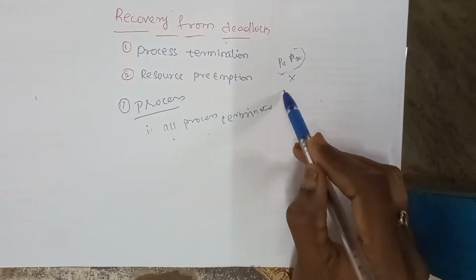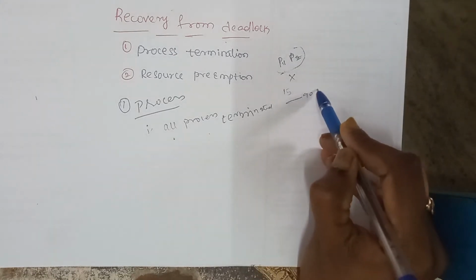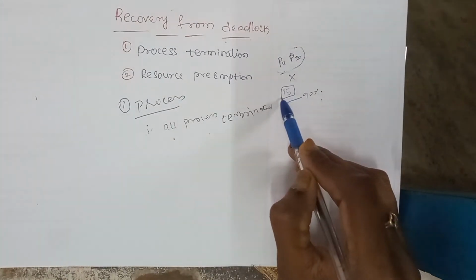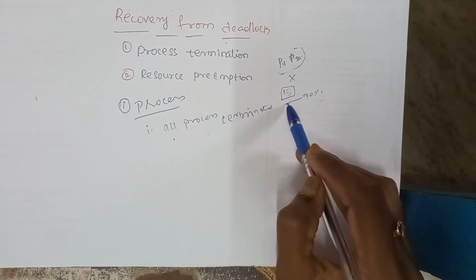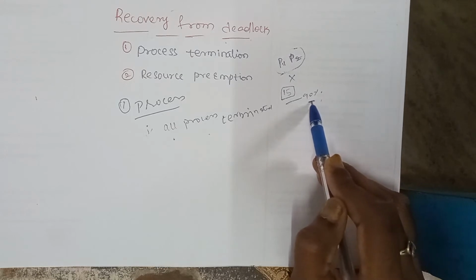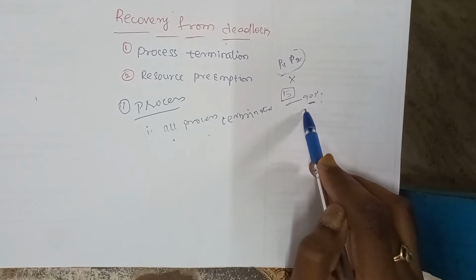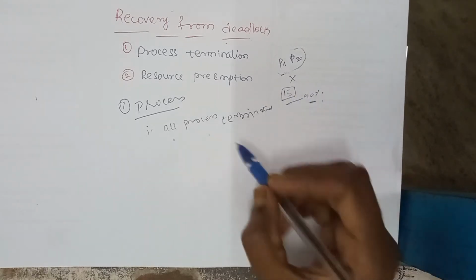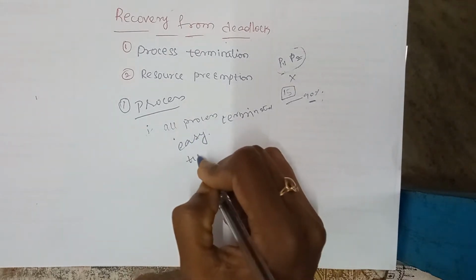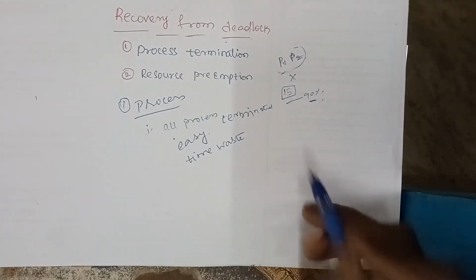Consider if the deadlock occurs between 15 processes, and each process has completed up to 90% of its task. What will happen? If you remove all these processes from the operating system, the 90% of work completed by the processes is wasted. That means more time is wasted in this case. Terminating all the processes at the same time is an easy technique, a very easy technique. But more time is wasted.